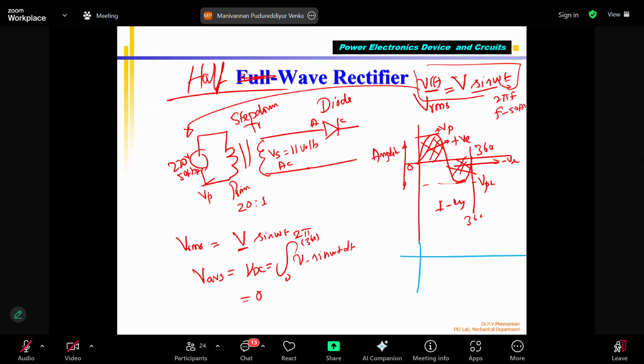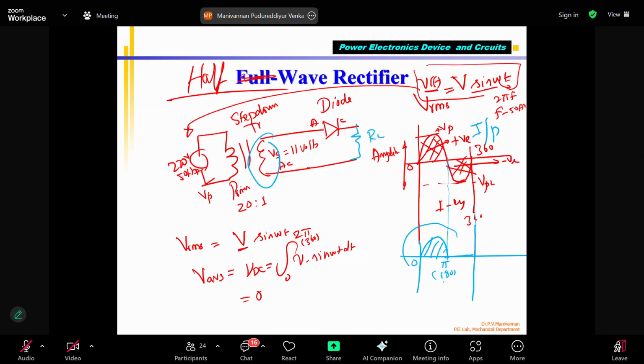My output is going to be like this. Half-wave rectifier, only half cycle will be coming. Now, if I integrate this area from 0 to pi, that is nothing but 180 degrees. The remaining half is 0, because we need to integrate. This is the input. Here I connect a load RL.